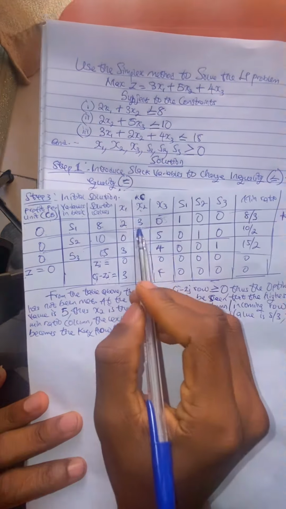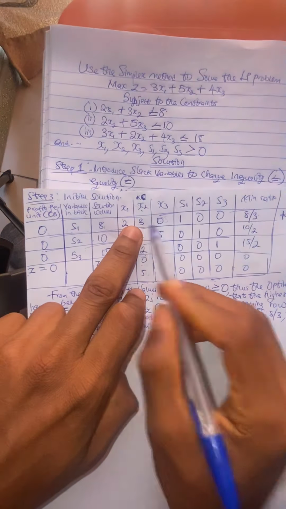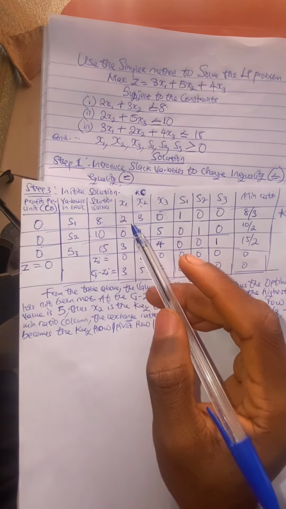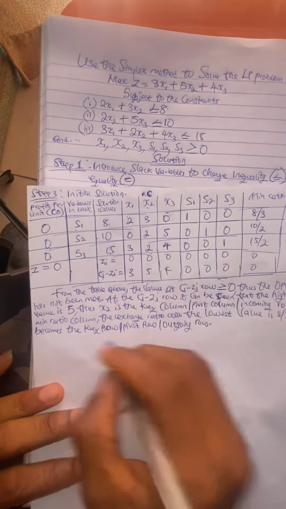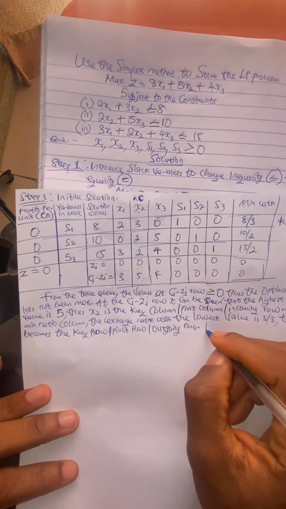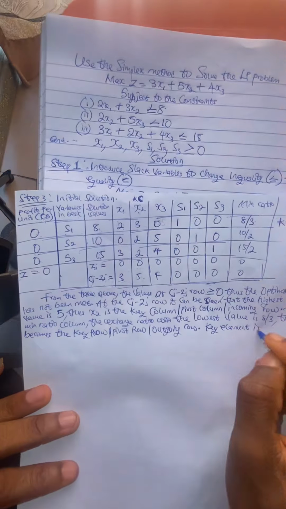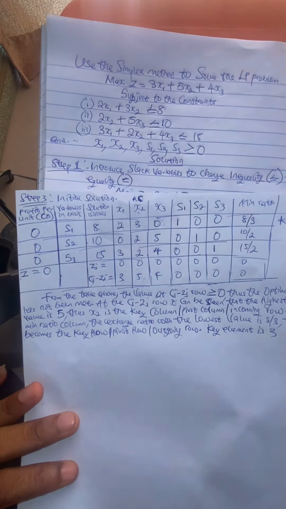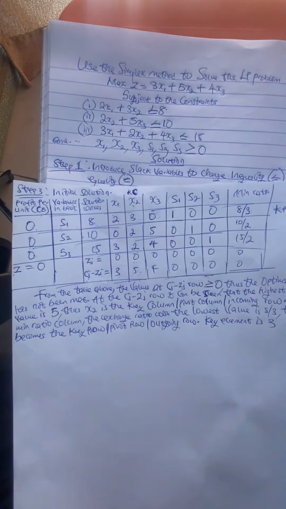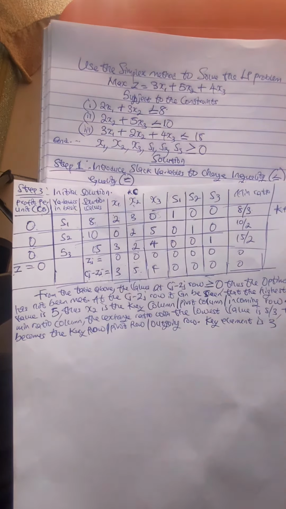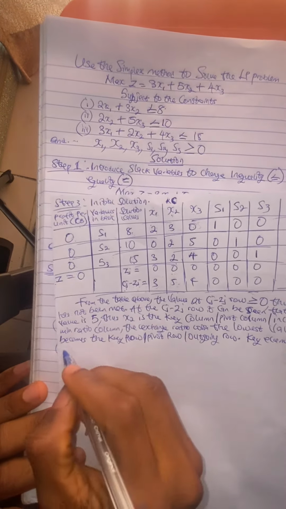And what value is that? 3. Because look at key column, key row, right? So this value intersects them, right? So then key element or pivot element is 3, right? So you've succeeded in forming your first solution. Now you are going to do the workings in order to get the next solution, which is more improved. So now you are going to step 4.